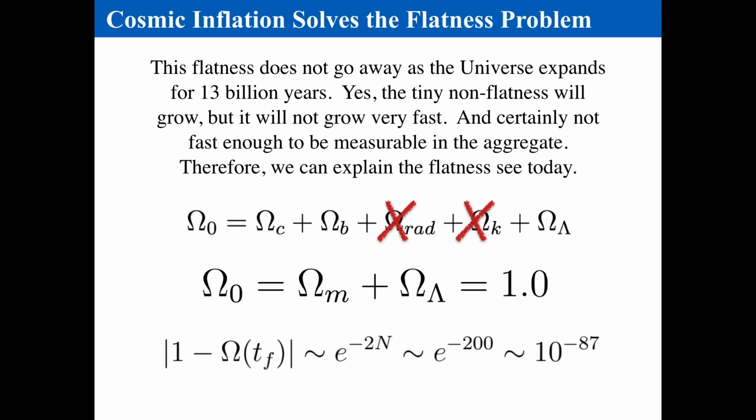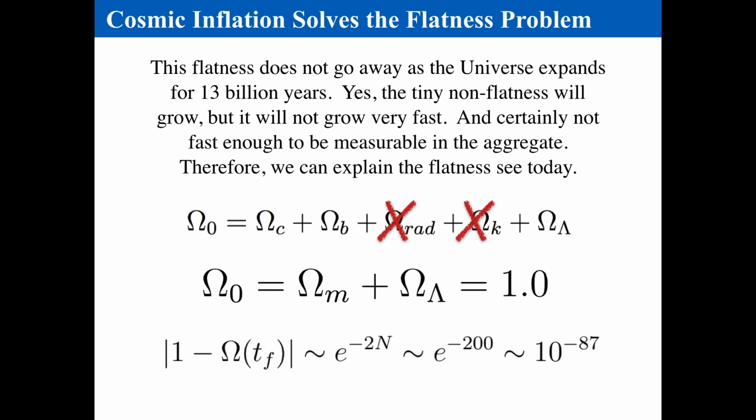So the tiny, tiny, tiny non-flatnesses that probably exist, that may have existed during the Planck Epoch and the GUT Epoch, those things may have occurred, but they were smoothed out incredibly rapidly by the inflationary epoch, and they can't grow fast enough. The lumps can't grow fast enough in order to be measured.